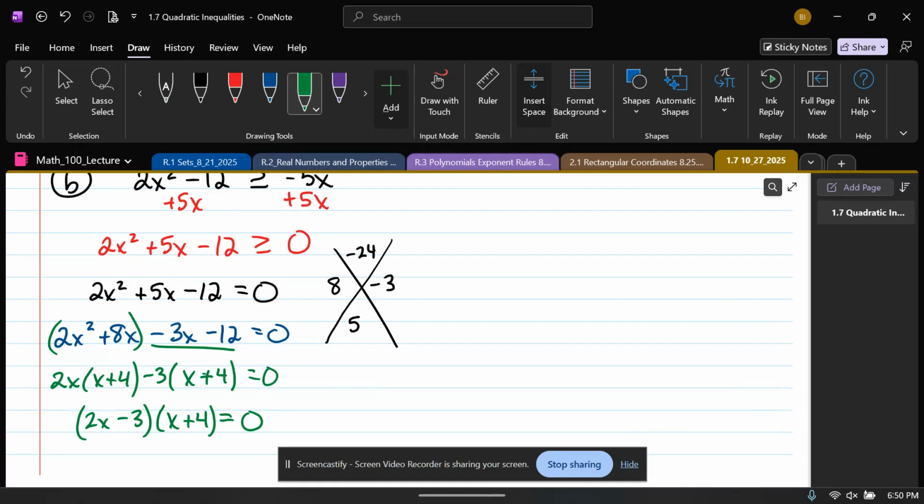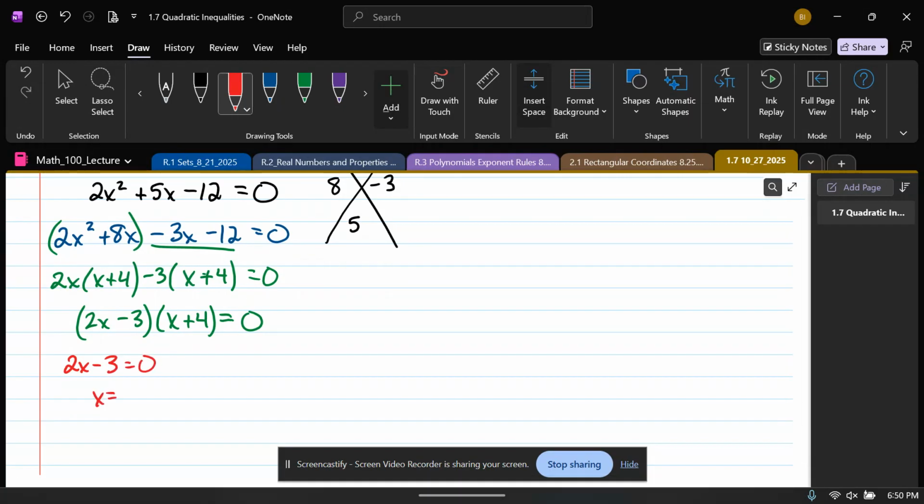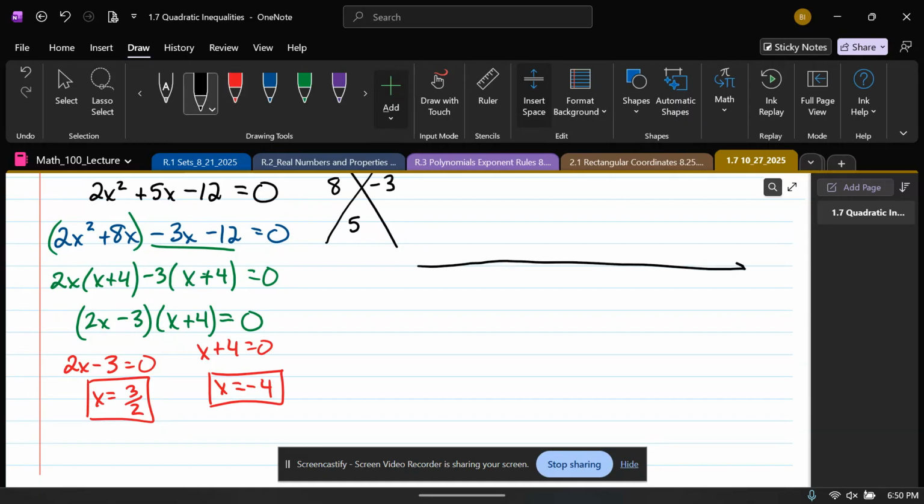So we got our factors. Now we can get our solutions. 2x minus 3 equals 0. It's going to be x equals 3 over 2. And x plus 4 equals 0. That's going to give us x equals negative 4. And that's where I go to my number line.